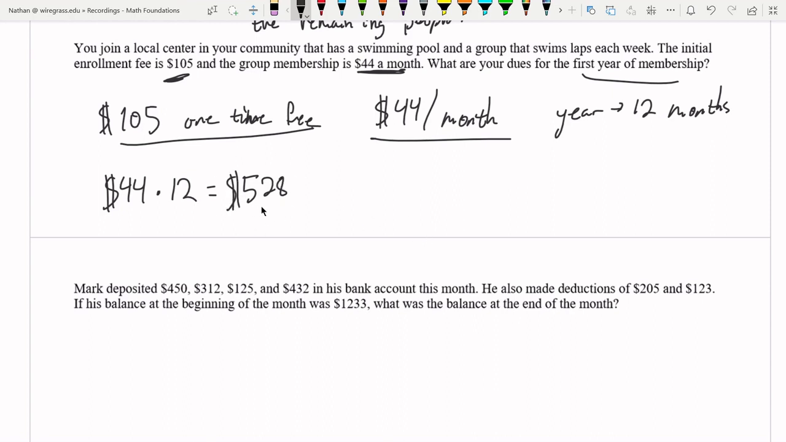But this isn't all we're paying, right? We're also paying on top of this the one-time fee. So we're going to get $528 plus the one-time fee of $105, which gives us $633 is due for the first year of membership.